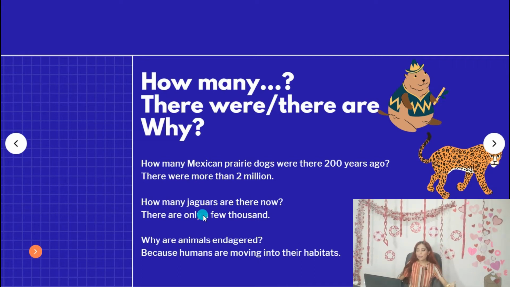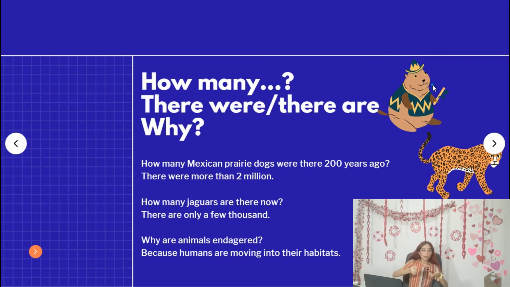Now you have how many jaguars are there now. So remember, it is a clear example that we are talking about now. Nowadays, it's present. Super present. So in that case, because we are talking about present, we're going to use there are. Remember, there were is for past, there are is for present.